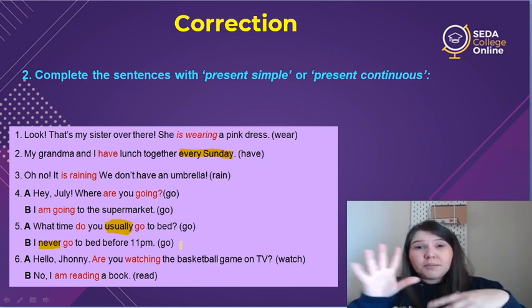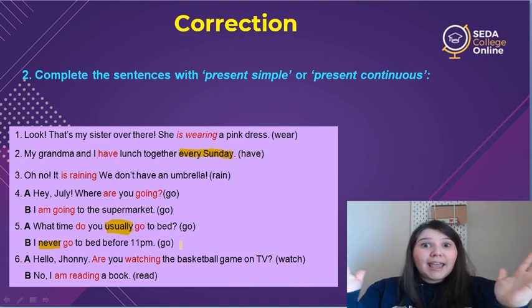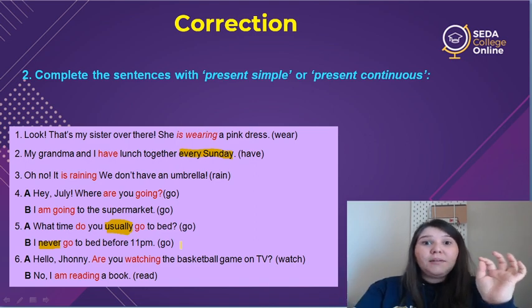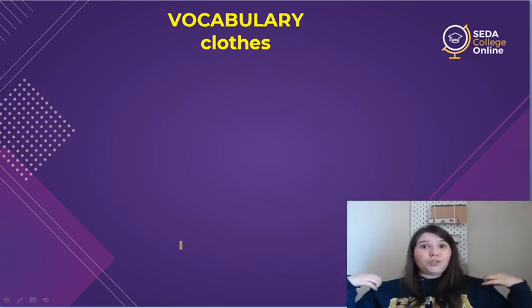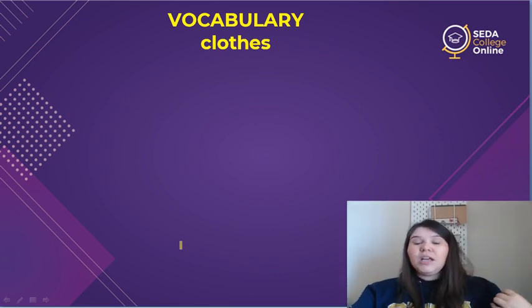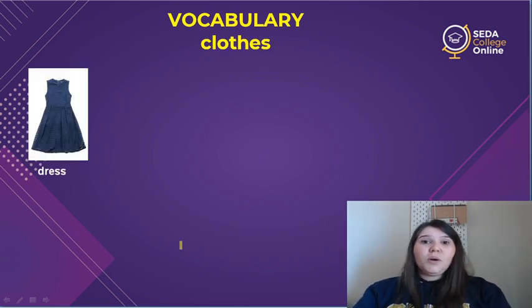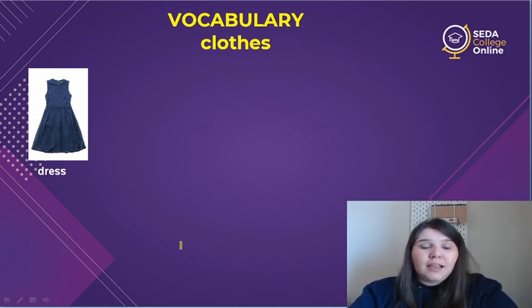We talked a lot about grammar structure. Now, let's see some vocabulary. We're going to talk about clothes. Yes, clothes. So, let's see some examples. What's this? It's a dress. Yes, can you repeat with me? Dress. Dress. It's a blue dress.